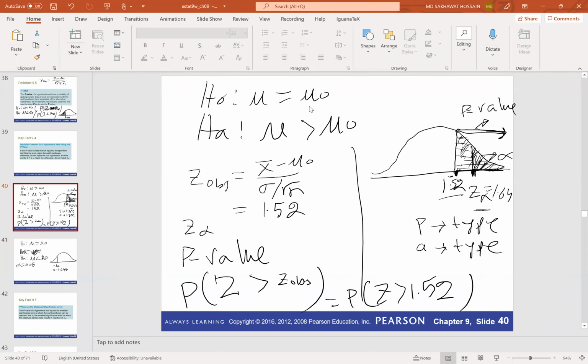Okay, so if you look at this example, we found that the p-value is greater than alpha, right? And our decision was to fail to reject the null. So that means when p-value is greater than alpha, we fail to reject null. If p-value is less than alpha, we reject the null. So why do we reject the null when p-value is less than alpha? I'm going to show you now.